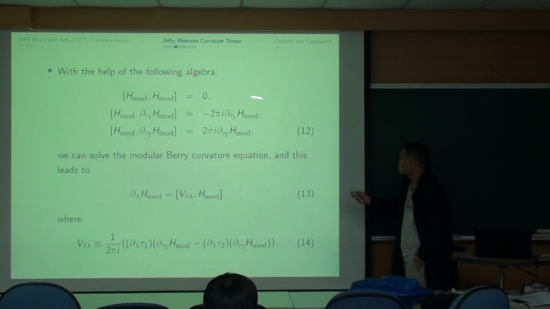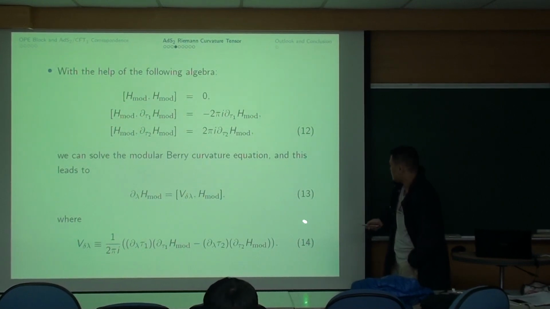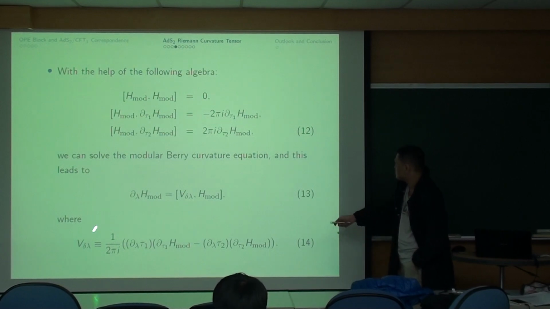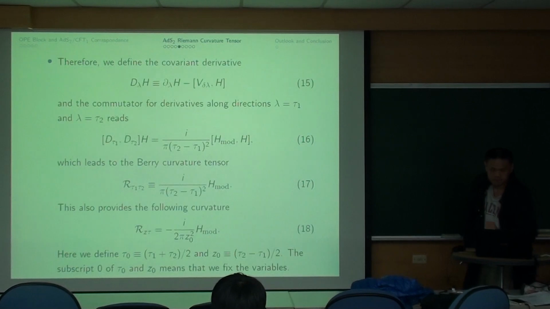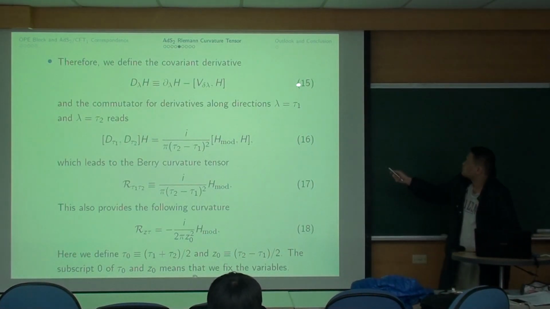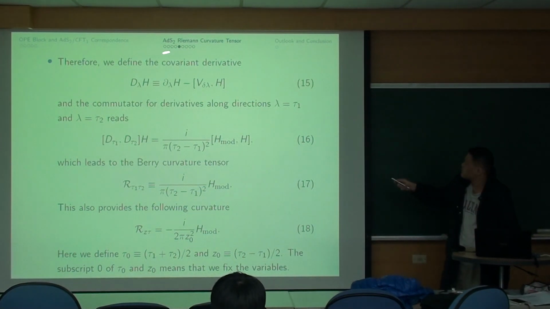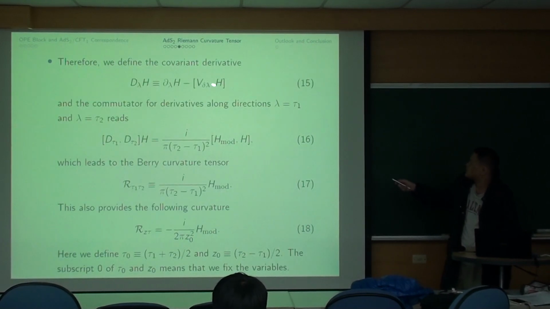And then from equation 12, you can find the algebra of equation 12. Then you can determine the phi delta lambda, which is equation 14. It's just algebra work. And then we can define the covariant derivative, equation 15. Because of equation 13, d lambda H vanishes. So it's the same as the gauge covariant derivative.